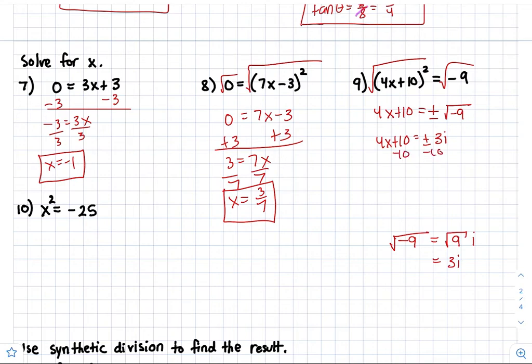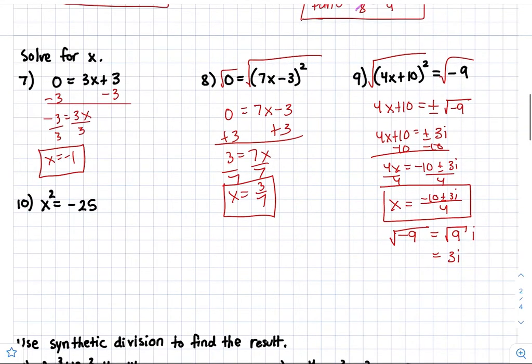Minus 10 to both sides, so we have 4x equals -10 plus or minus 3i. Divide both by 4. x is ultimately going to equal -10 plus or minus 3i all over 4. Okay, that's your guys' knowledge on how to simplify imaginary square roots.